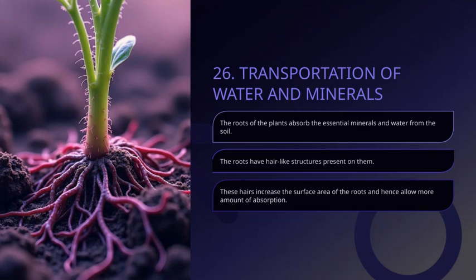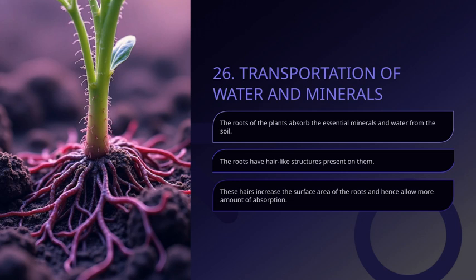Now, let's talk about how water and minerals are transported within plants. The roots play a crucial role here. They are responsible for absorbing essential minerals and water from the soil, which are vital for the plant's growth and development. You might notice that the roots have tiny hair-like structures on them, and these are called root hairs. These hairs significantly increase the surface area of the roots, allowing them to absorb more nutrients and water efficiently.